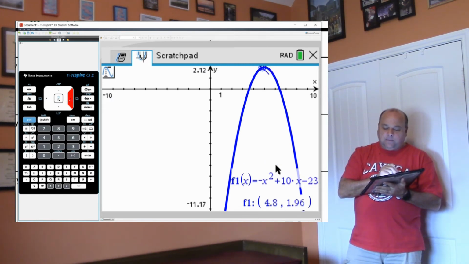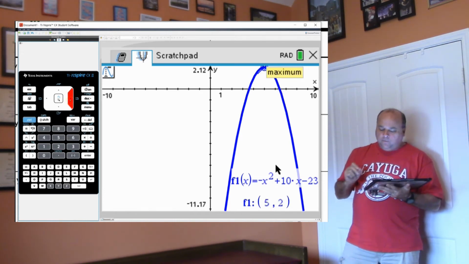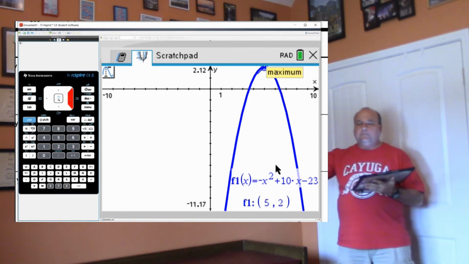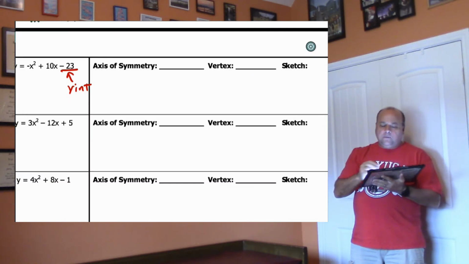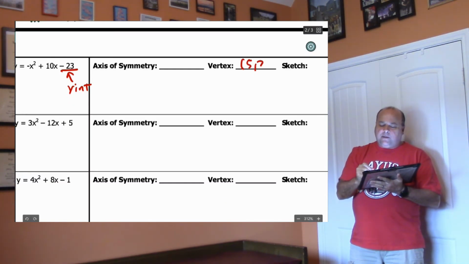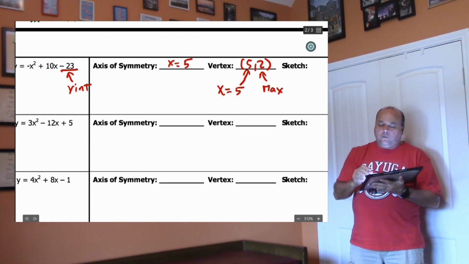And when I get to the top, it should say maximum. And boom, there it is. It's 5, 2. So I'm going to go back to here. My vertex is 5, 2. That means my axis of symmetry is x equals 5. This right here would be my minimum or max because it opens up.